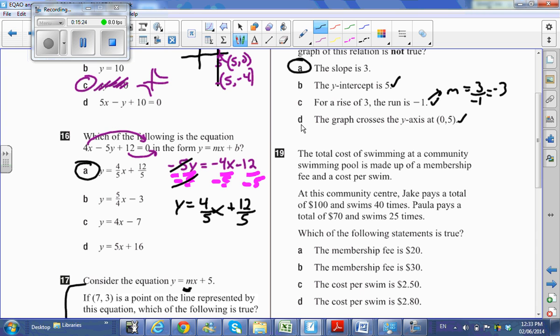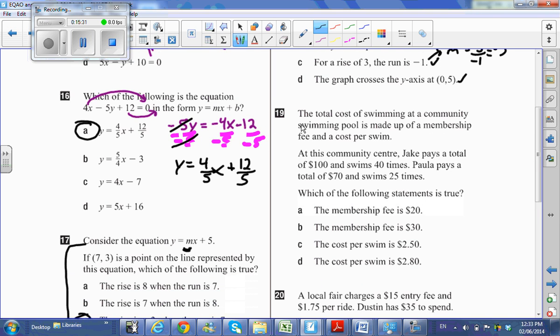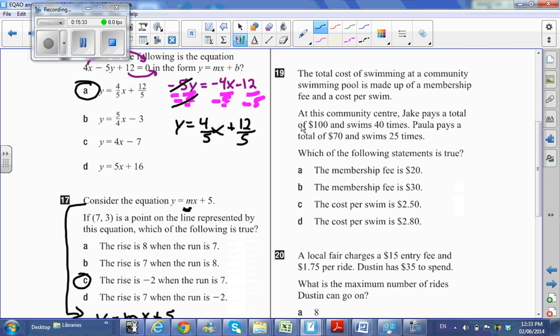The total cost of swimming at a community swimming pool is made up by a membership fee and a cost per swim. So that just says there's an initial cost, and then every time you go, you're going to have to pay some money. So again, this would be an example of partial variation where it doesn't actually start off at 0, would cost 0. Okay, so community center, Jake pays a total of $100 and swims 40 times. So we get a point that would refer to the point (40, 100). Paula pays a total of $70 and swims 25 times. So (25, 70). Which of the following statement is true?